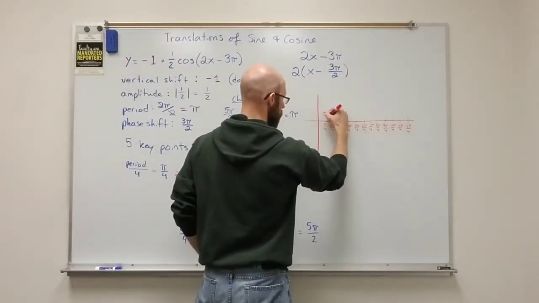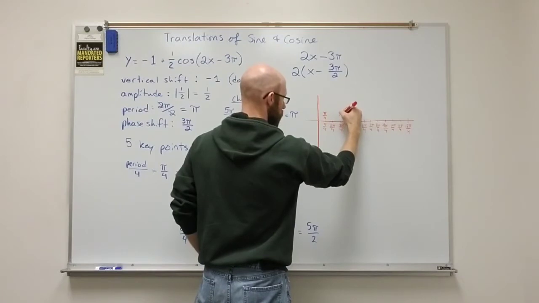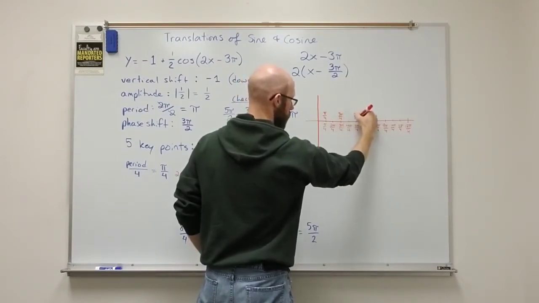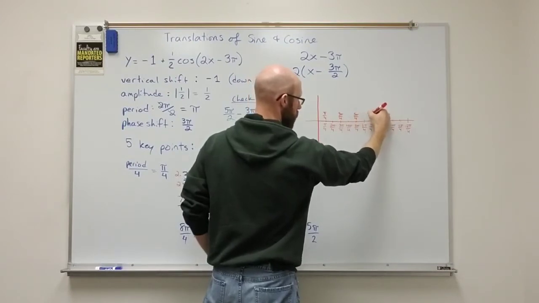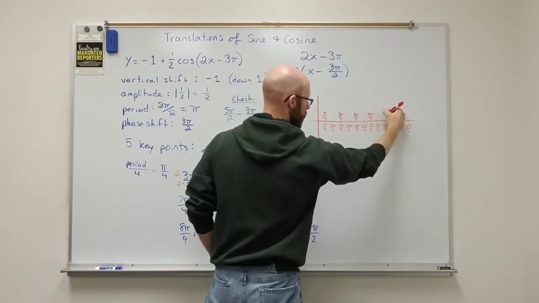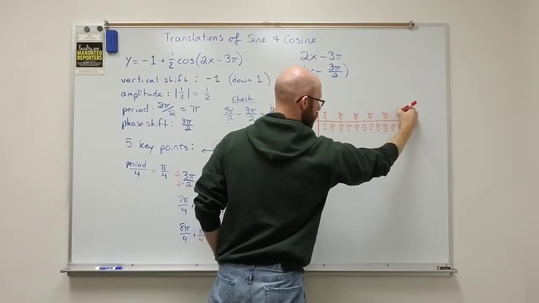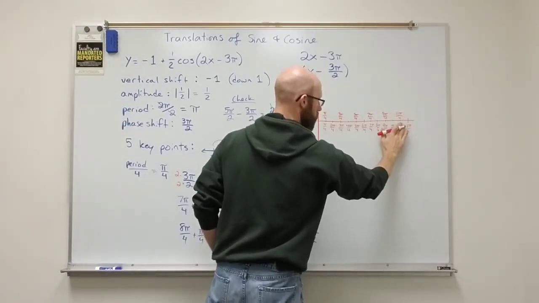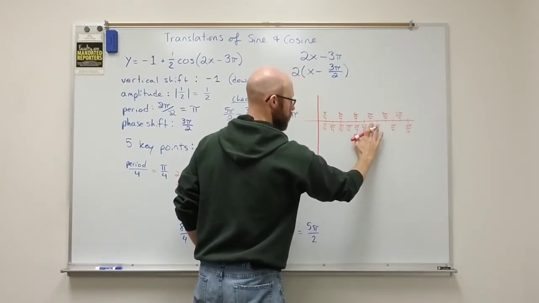So pi over 4, 3 pi over 4, 5 pi over 4, 7 pi over 4, 9 pi over 4, and 11 pi over 4. All right, so I've got those moved. Erase those.